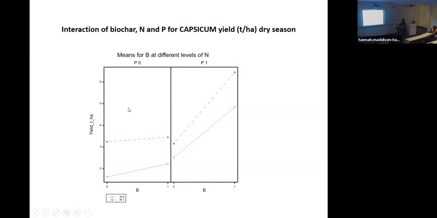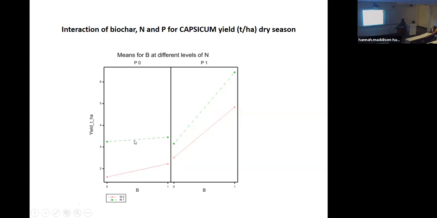While in this plot or box, this one is without phosphorus, and on the right side is with phosphorus. This is the yield of capsicum in tons per hectare. The control, with no biochars, no nitrogen, and no phosphorus, has a yield of about 1.5 tons per hectare. By adding phosphorus, the capsicum yield is increased to 2 tons per hectare.